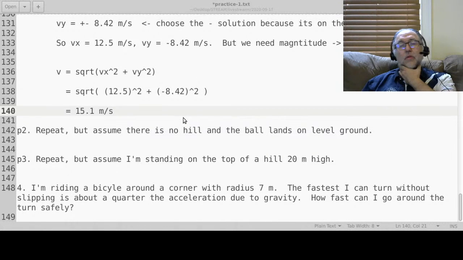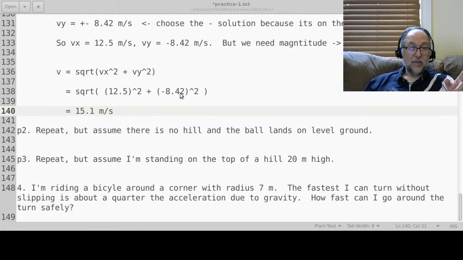So magnitude just means how fast, irrespective of the direction. And so v is equal to the square root of vx squared plus vy squared. So that's 12.5 squared plus negative 8.42, but the negative gets squared with it. So it's negative 8.42 all squared, and then you take the square root of that, and I got 15.1 meters per second. So that's how fast it hits the ground.